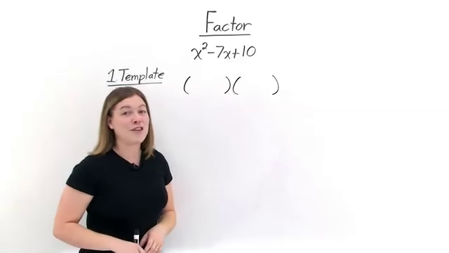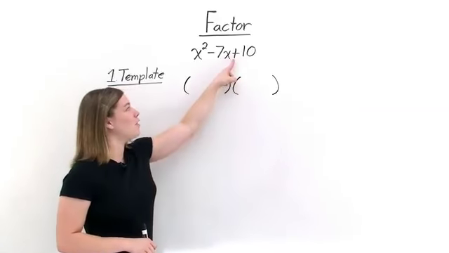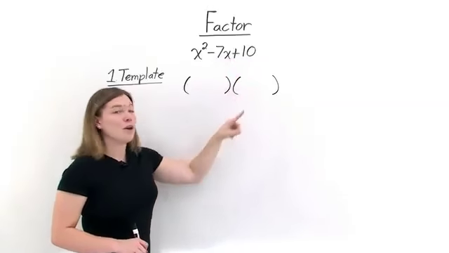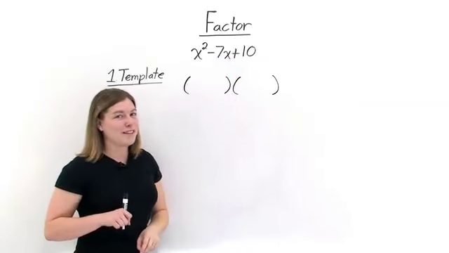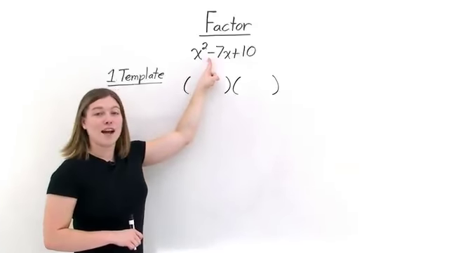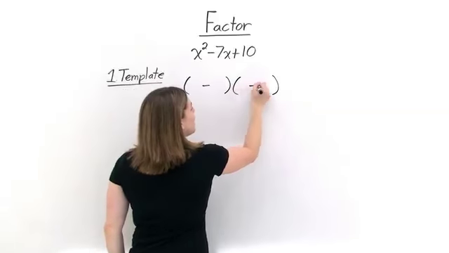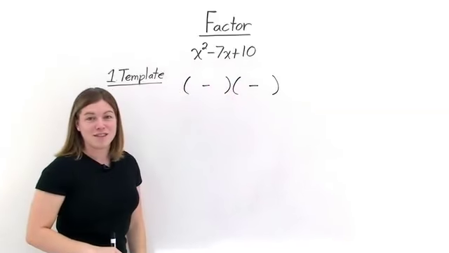Now let's see if we can find the signs that are going to be in each one of our binomials. To figure that out, we look at the second sign in our polynomial, a plus. That means that both signs in each binomial will be the same. To figure out what sign that is, we look at the first sign in our polynomial, a minus. So that means we're going to have a minus sign in each one of our binomials.